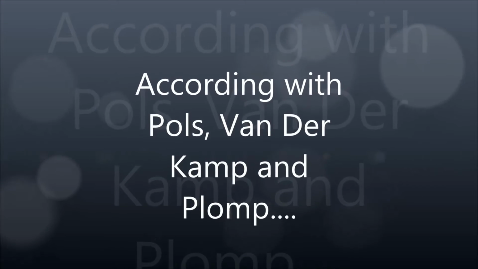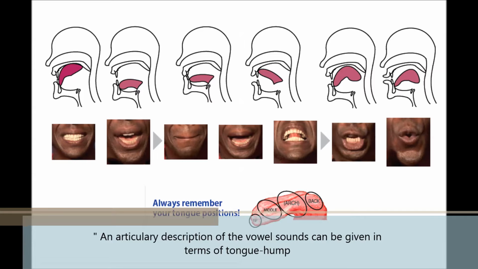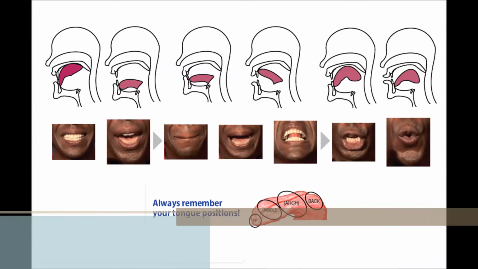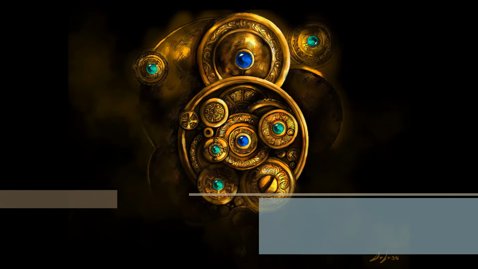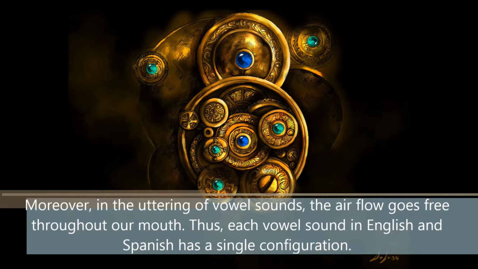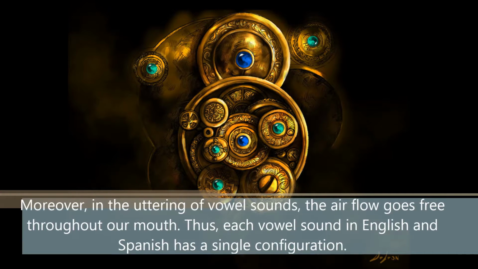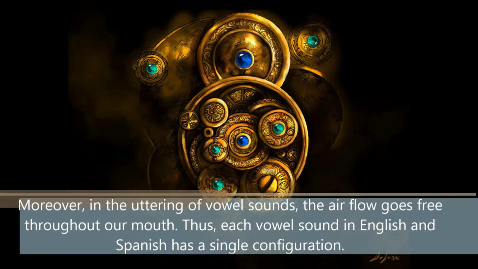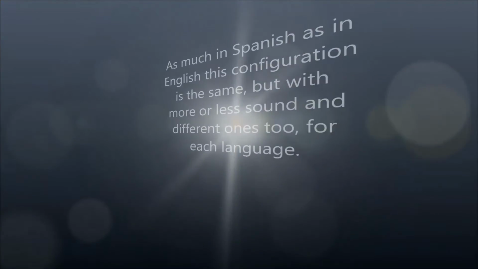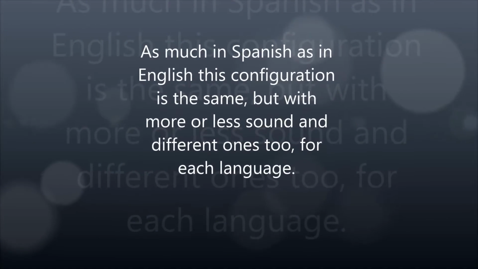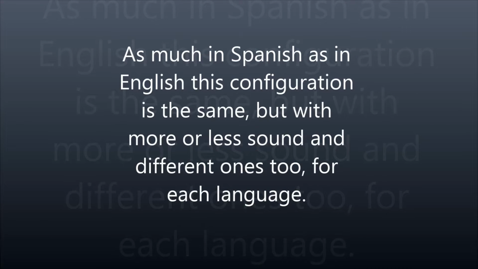According with Pauls, Van der Kamp, and Plumb, an articulatory description of the vowel sounds can be given in terms of tongue hump, front and back, and degree of constriction, high and low. Moreover, in the uttering of vowel sounds, their flow goes free throughout our mouth. Thus, each vowel sound in English and Spanish has a single configuration. As much as in Spanish as in English, this configuration is the same, but with more or less sound and different ones too for each language.